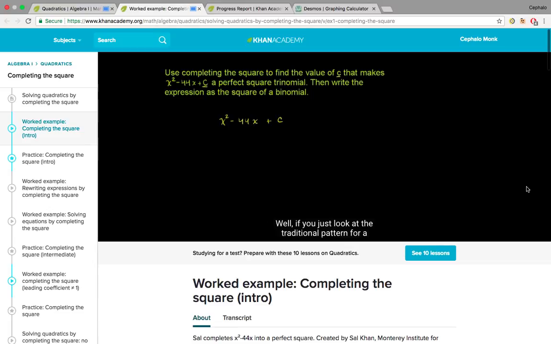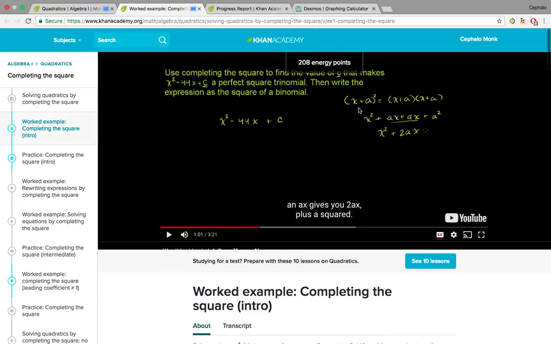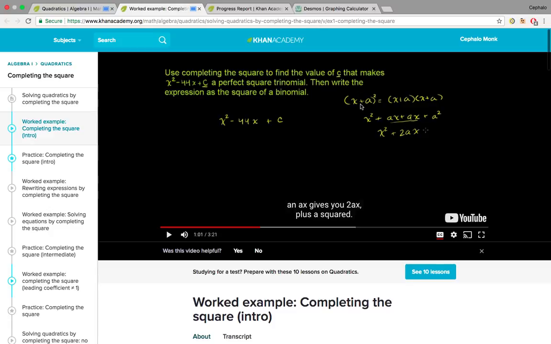Well, if you just look at the traditional pattern for a perfect square, let's think of it in terms of x plus a squared. That's the same thing as x plus a times x plus a. If you multiply this out, that's x times x, which is x squared, plus x times a, which is ax, plus a times x, which is ax, plus a times a, which is a squared. So it's x squared plus 2ax, you have an ax plus an ax, which is 2ax, plus a squared. This is what a perfect square is.